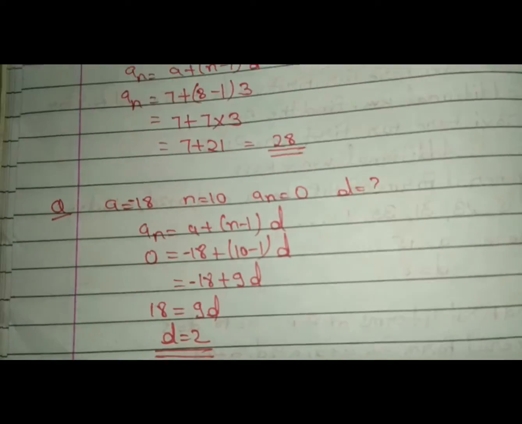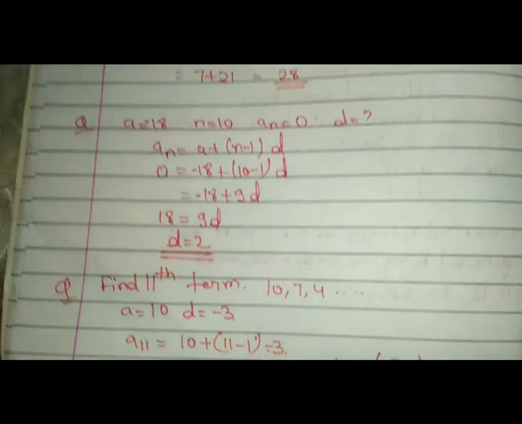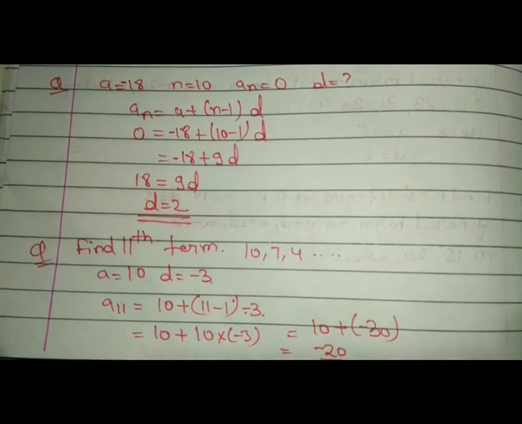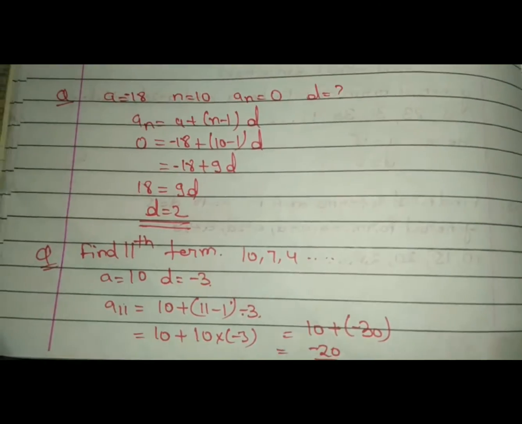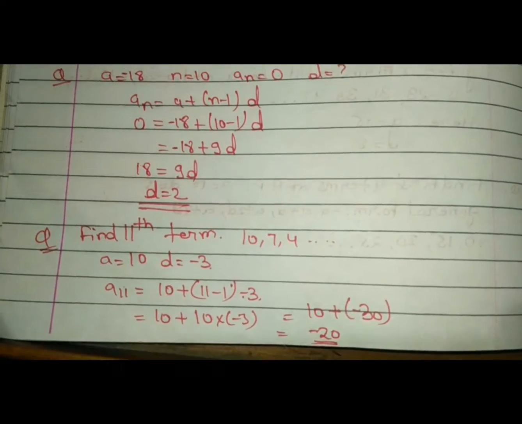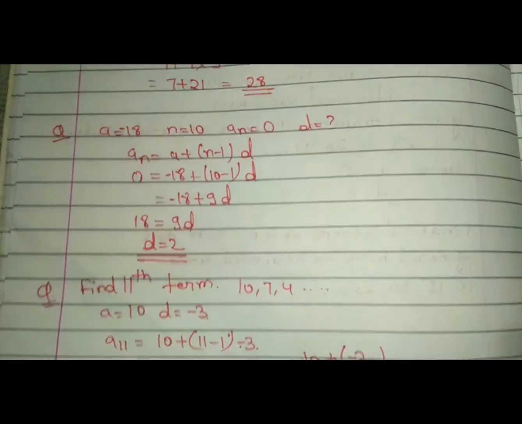So a plus 10d, we can use this formula, or we can use an formula also. So a11, that is 10 plus 11 minus 1 into minus 3. So 10 plus 10 into minus 3, that is 10 plus minus 30, that is equal to minus 20. Then friends, next question. In this question we have to find how many terms are in an AP.